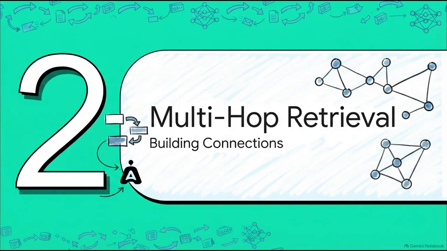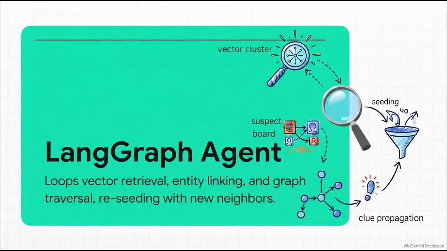Moving on to section 2, multi-hop agentic retrieval. Let's see how this system actually builds out that connective tissue using an autonomous agent. Our chief detective for this blueprint is the LangGraph multi-hop agent. Basically, this system loops through 3 distinct phases: vector retrieval, entity linking, and graph traversal. But the real magic? It's right there in the reseeding.